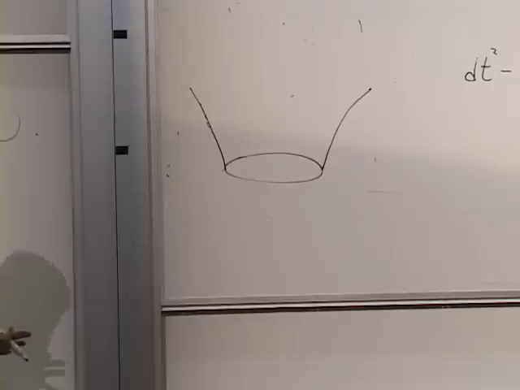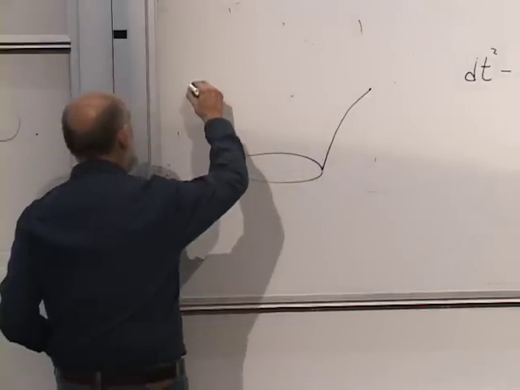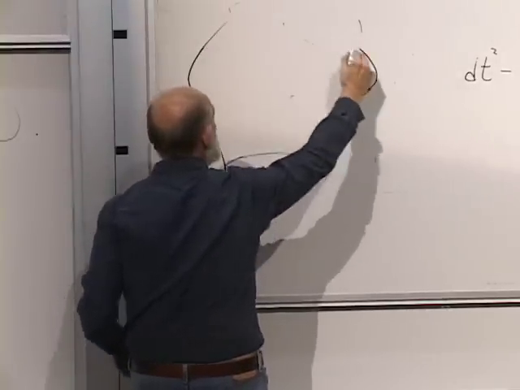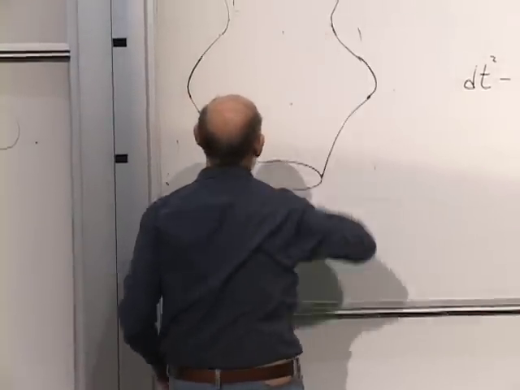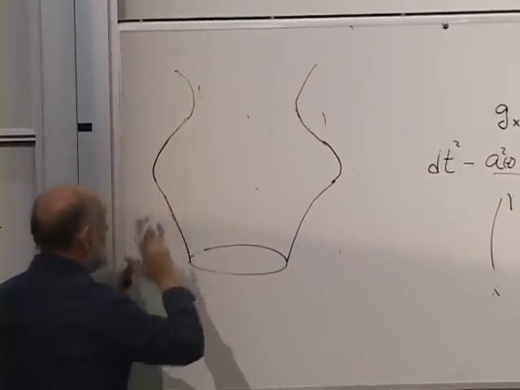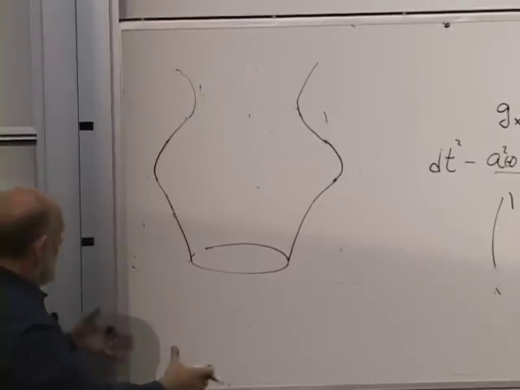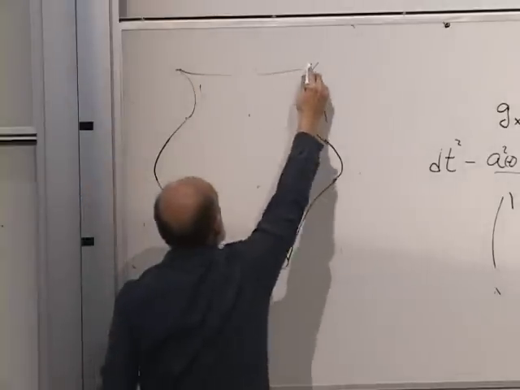grows with time. Let's suppose at some time it stopped growing, turned around and started to shrink. Maybe it does something crazy, oscillates, starts to grow again. The space-time looks like a surface, and it looks like the surface of a vase, whatever you call it.